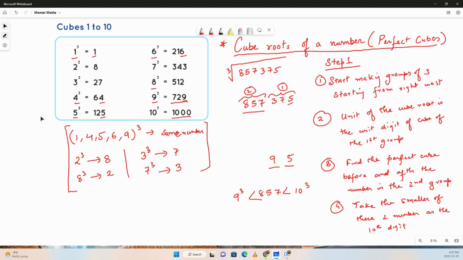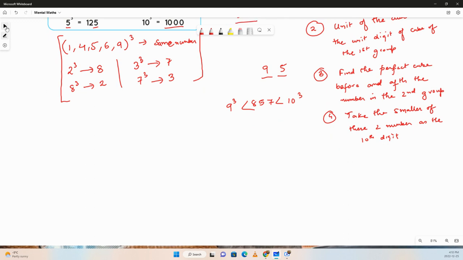Let's try one more example to illustrate this concept. Let's take 658503. This is the question, and again, we'll follow the exact same steps. We start making groups. The first group is 503, and the second group is 658.